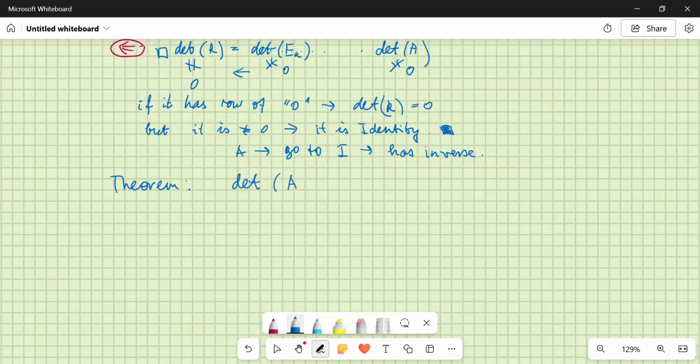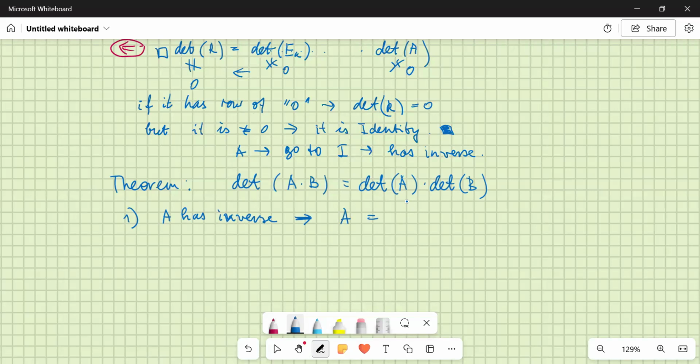The determinant of A multiplied by B equals the determinant of A by the determinant of B. So I'm going to also do case analysis. Number one, A has an inverse. A can have an inverse or not. If A has an inverse, we can represent it as the product of elementary matrices.